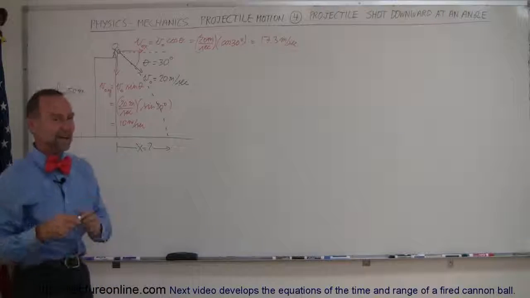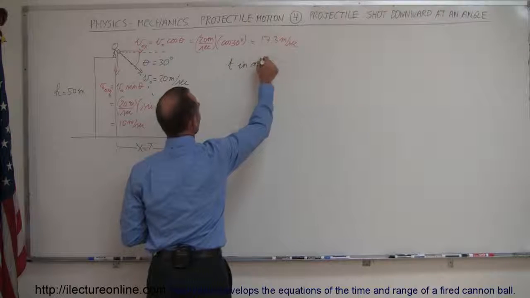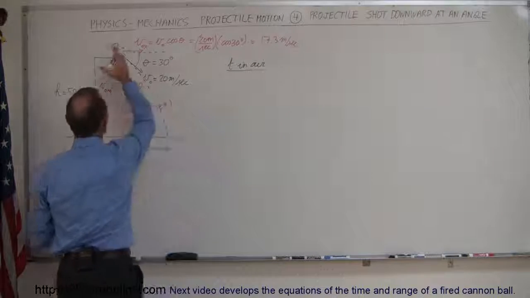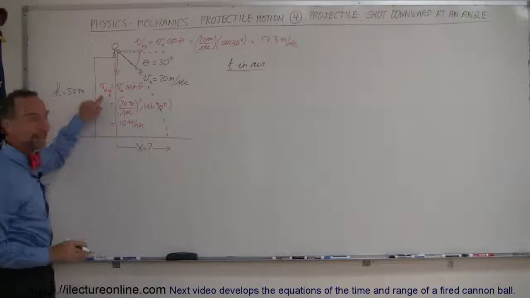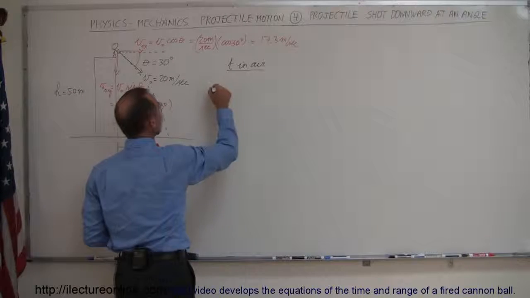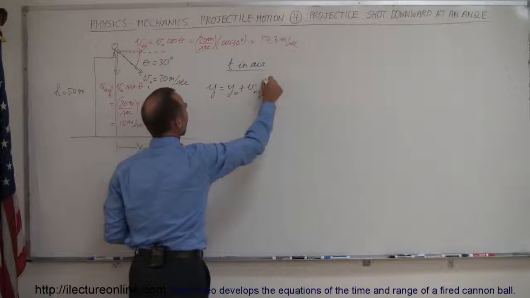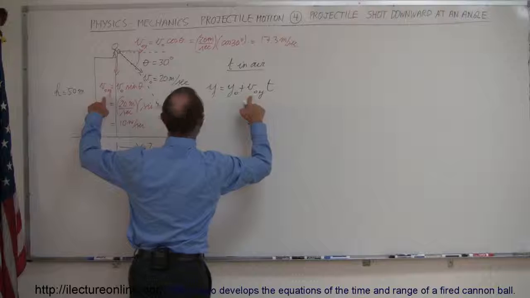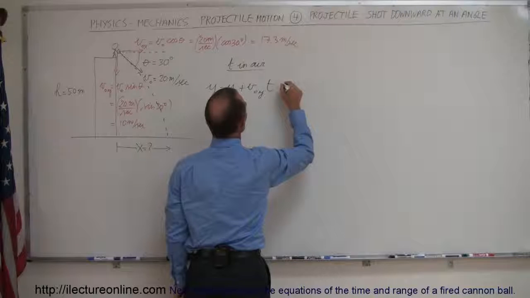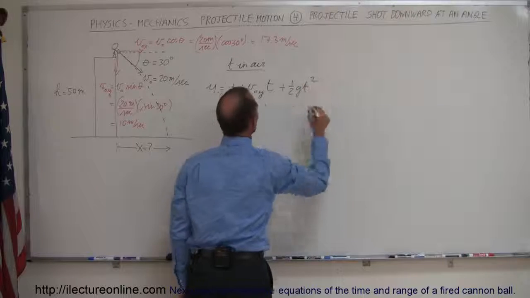All right, now that we have the initial velocity components in the x and y direction, we can now find time in the air. So time in the air, again, is only dependent on the vertical motion, so we are only concerned about the initial velocity in the y direction. We use this equation, y equals y sub naught plus v sub naught in the y direction times time, so that's this velocity right here, plus 1/2 gt squared.